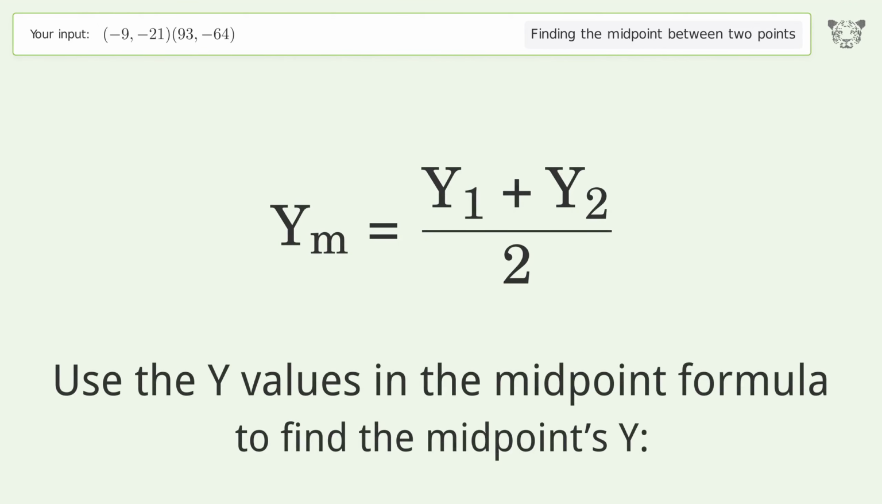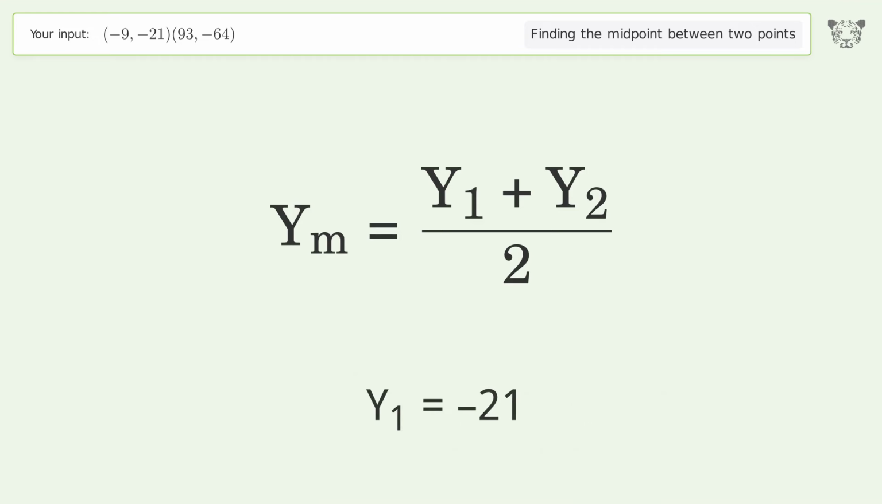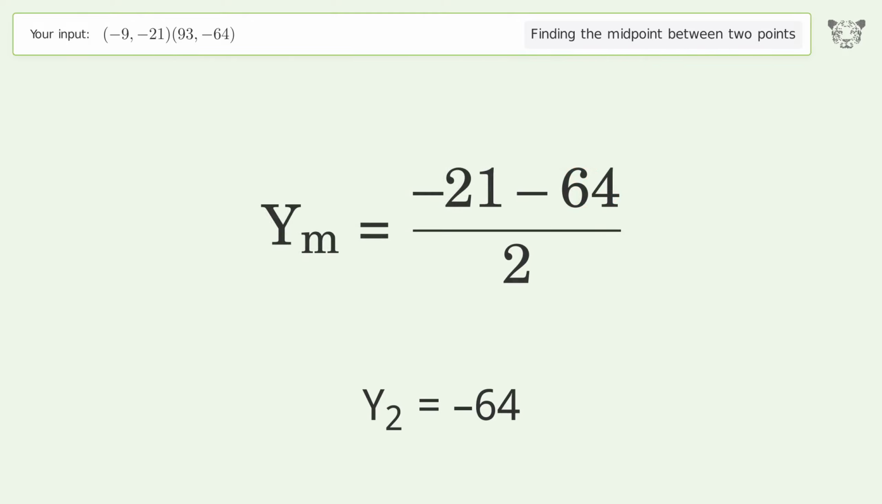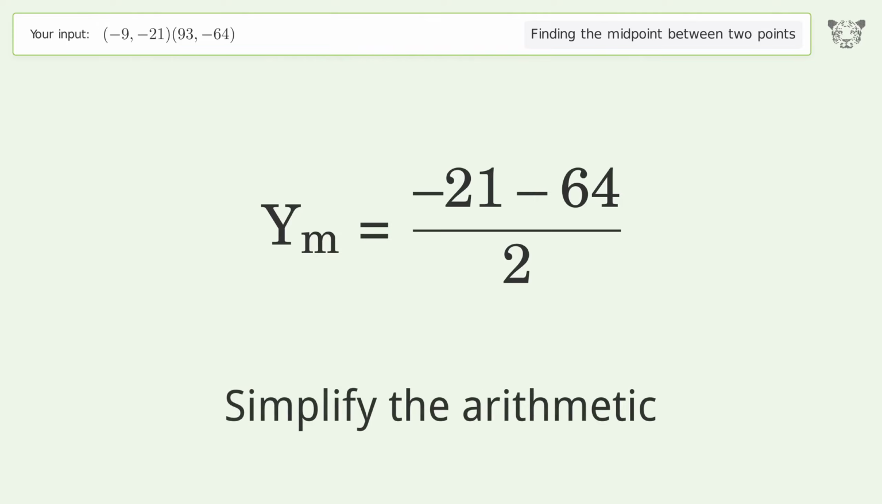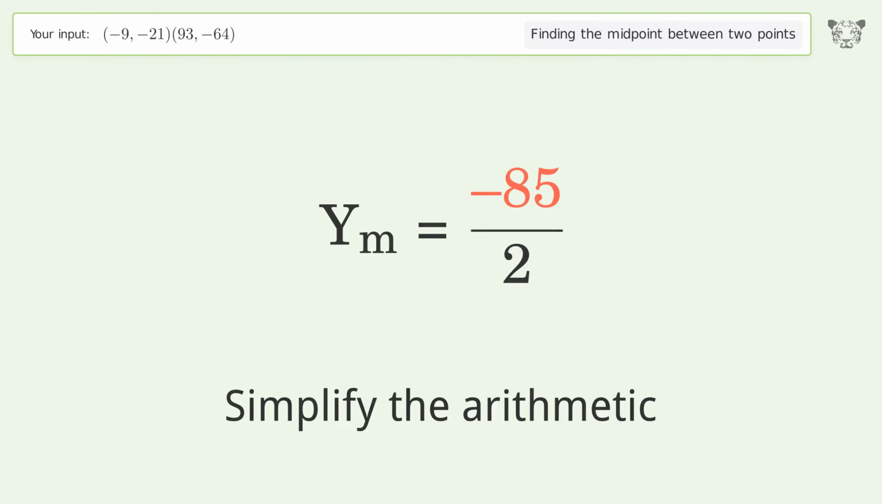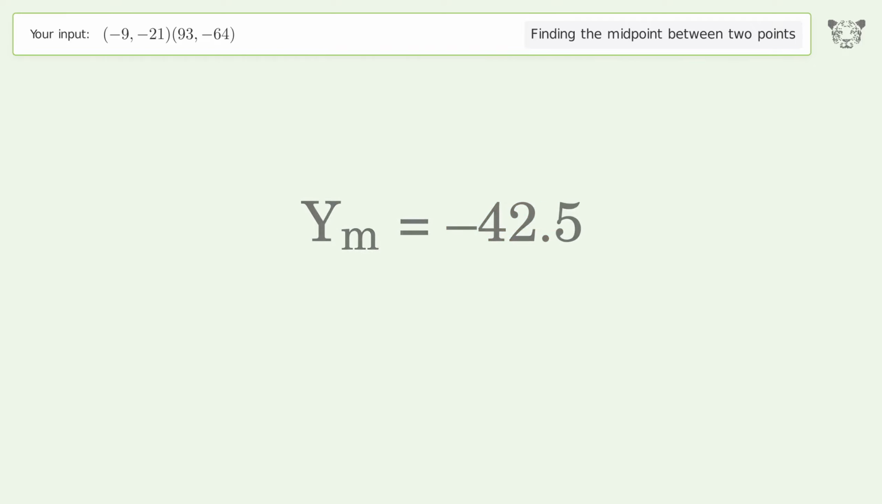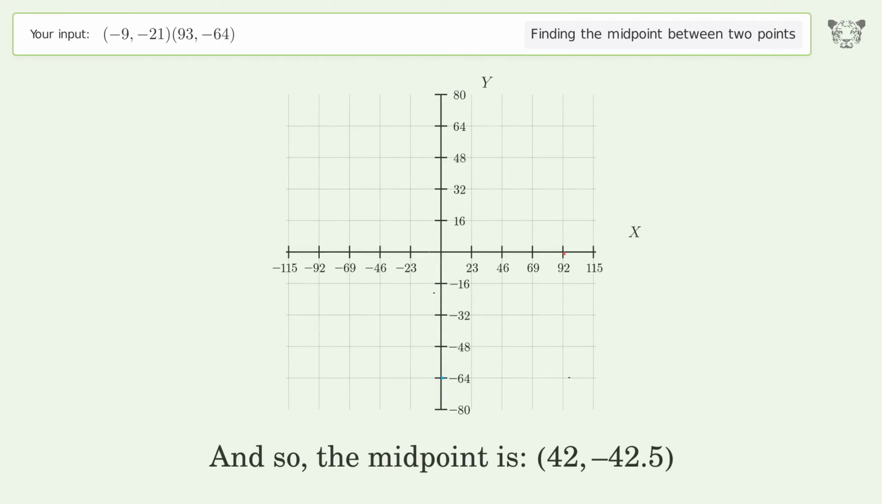Use the y values in the midpoint formula to find the midpoint's y. y1 equals negative 21. y2 equals negative 64. Simplify the arithmetic. And so, the midpoint is 42, negative 42.5.